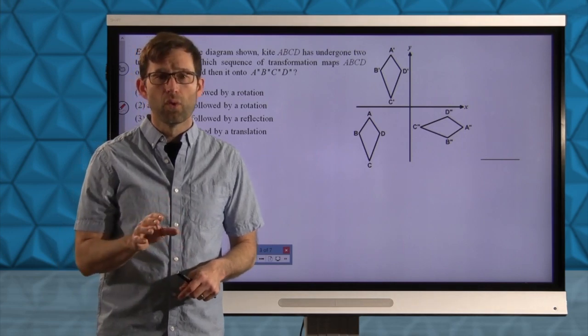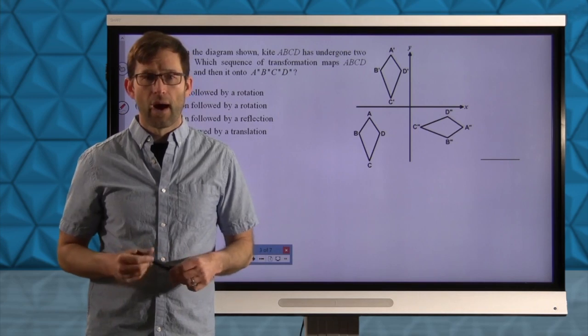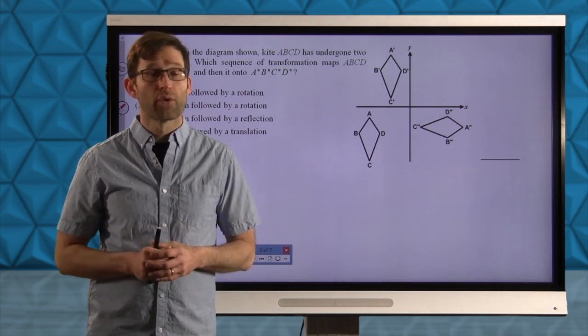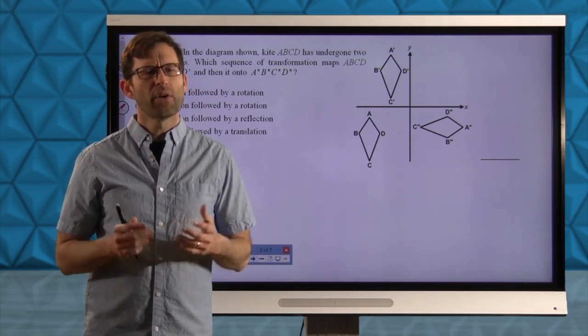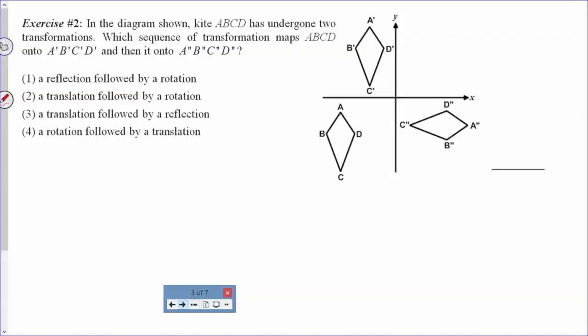So we're not going to do any more of those per se, but we're going to try to bring them all together now with some of the other transformations. So let's take a look at a very typical multiple choice problem. All right. Exercise number 2.